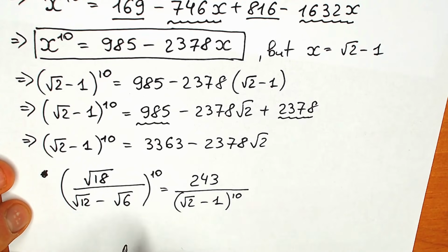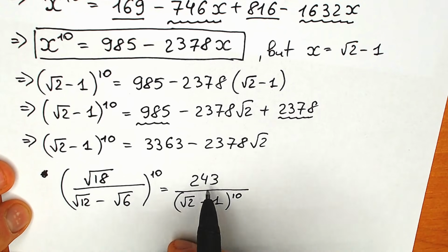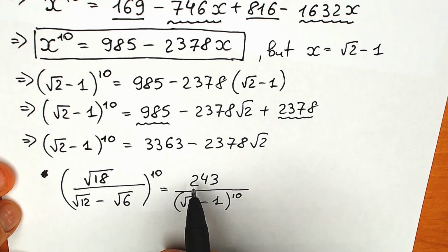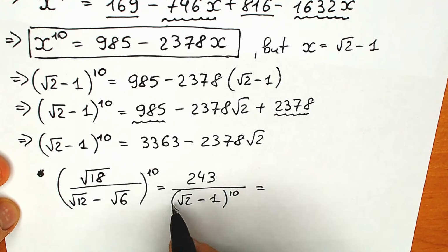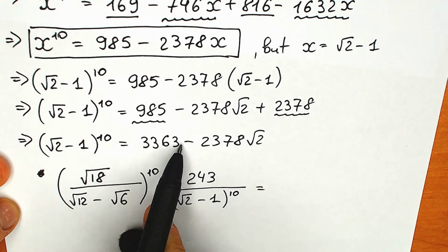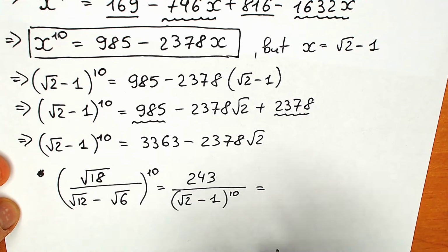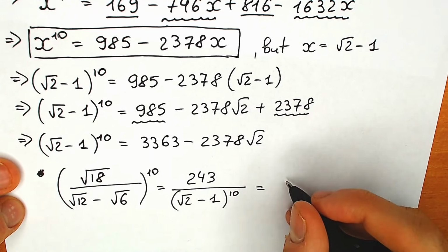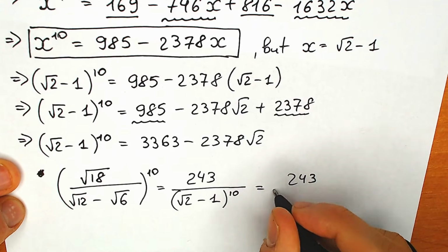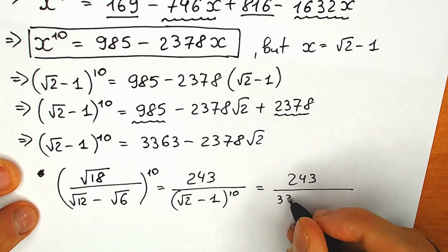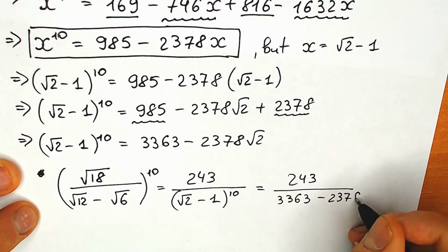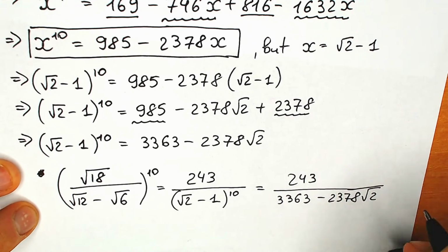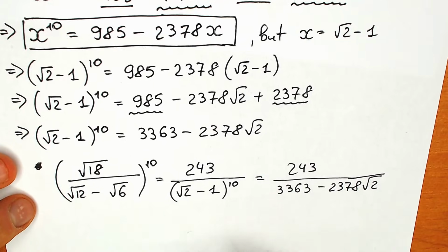So here's almost our answer, but with a few really interesting moments, because we have our numerator. We solved it in the very beginning of the solution, and the last step is to plug in, instead of this square root of 2 minus 1 to the power 10, this expression, because that's why we did the steps before. So we have 243 all over 3363 minus 2378 square root of 2. Okay, and this is our answer to this question.